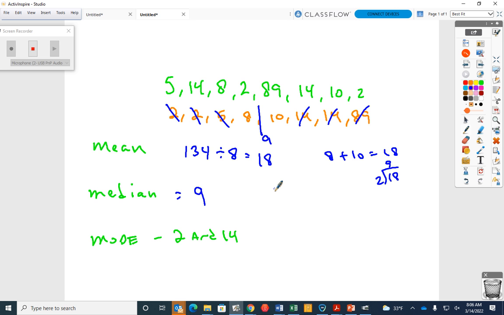Now sometimes that number might be a decimal, and that's fine if it's a decimal. Round up to the nearest tenth. Your directions will tell you what to round up to. Okay. That's pretty much it, guys. These are the three measures of central tendency, and we're going to expand on these as we go into tomorrow and the next day's lesson.